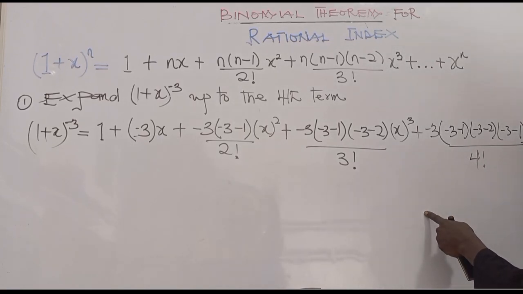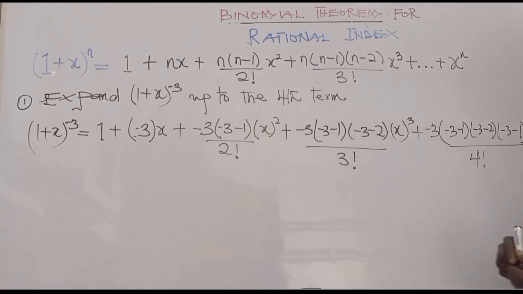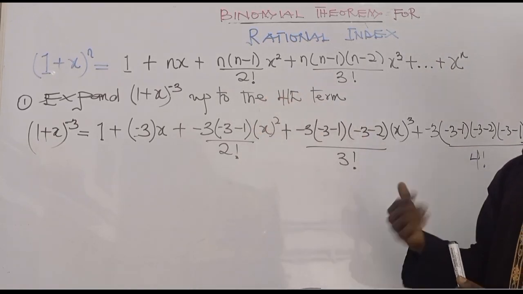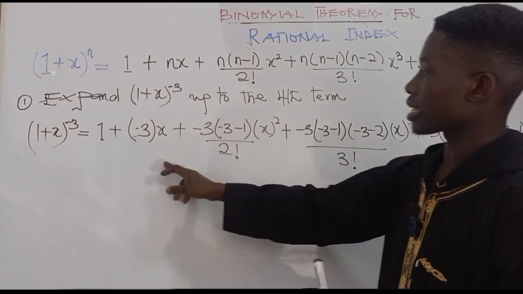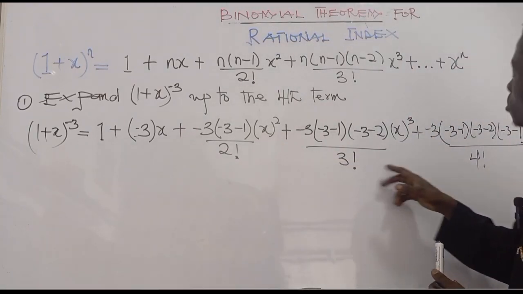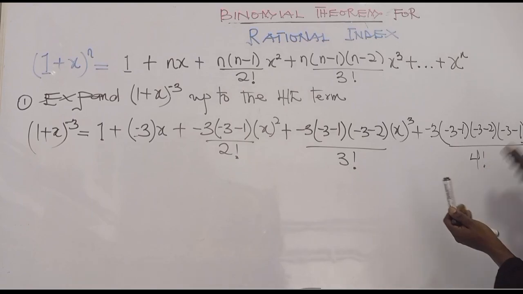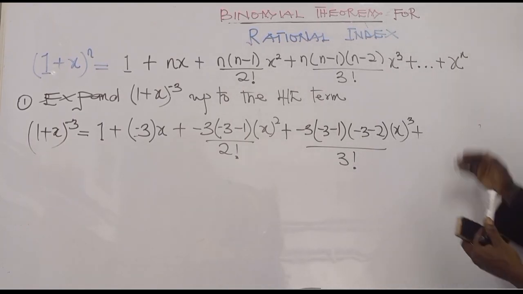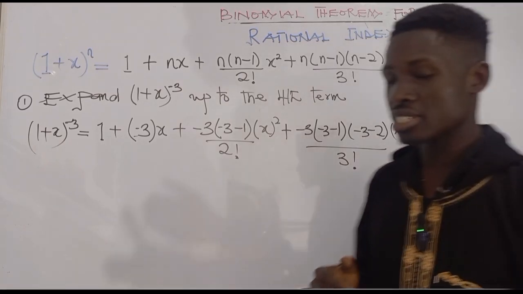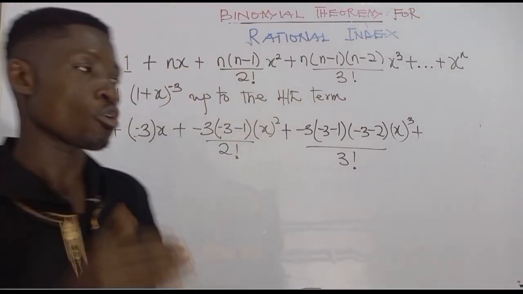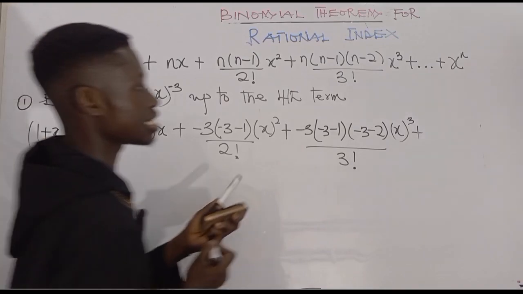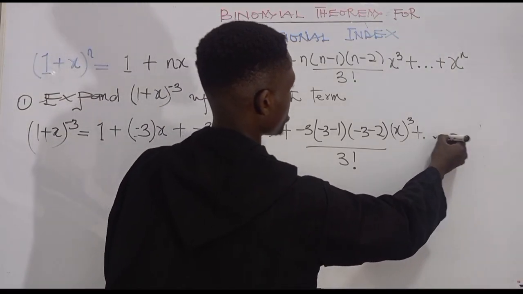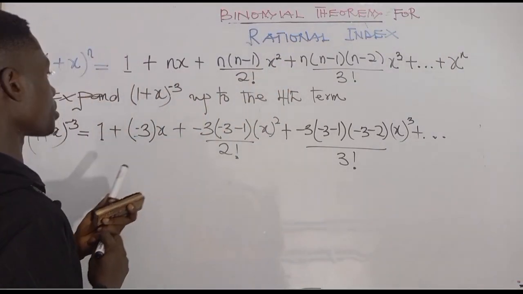And then we have x raised to the power 4. But we are saying that we have to expand up to the 4th term. So let's count: first term, second term, third term, 4th term. So we have to end at this lower part. So you don't have to go through the stress of expanding up to the 5th term. Our interest is up to the 4th term. So we can end at this lower point, and then let's bring our dots.